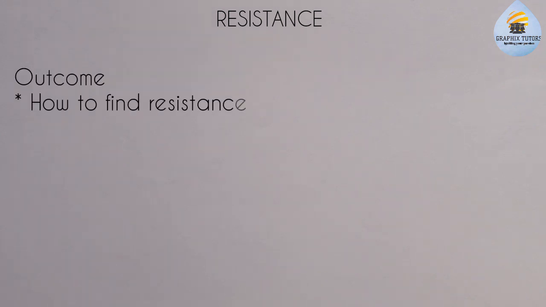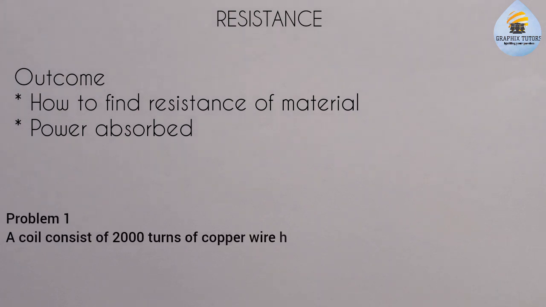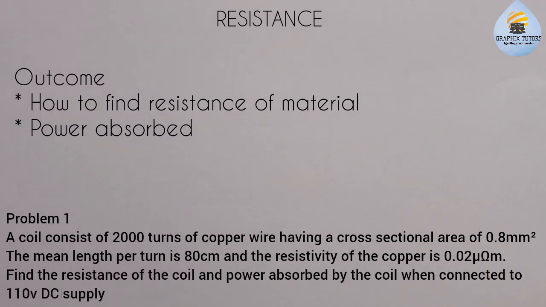In this tutorial, we will be learning how we can find the resistance of a material, and this material is a coil, and also we'll be learning how to find the power absorbed by this coil. And we should know that the coil is made up of what? Of copper wire. Now the question goes like this.